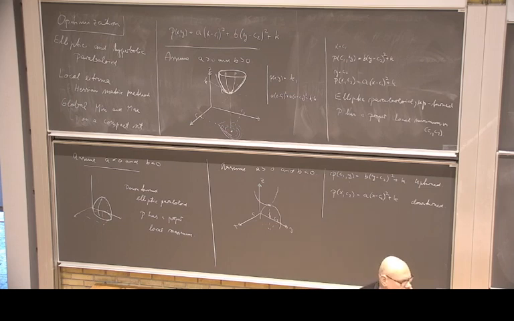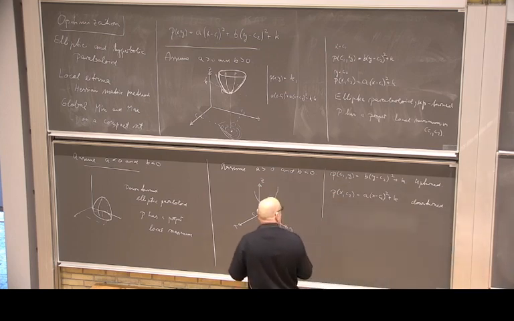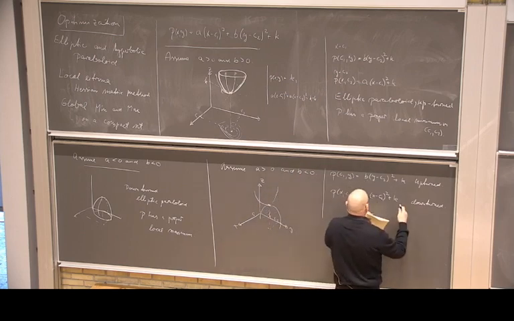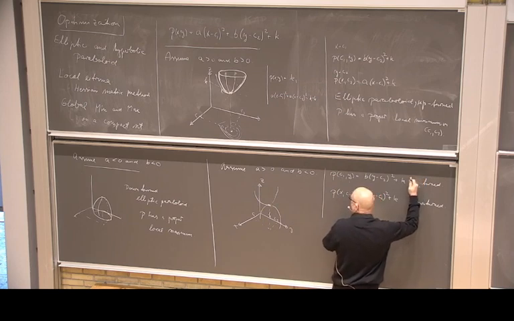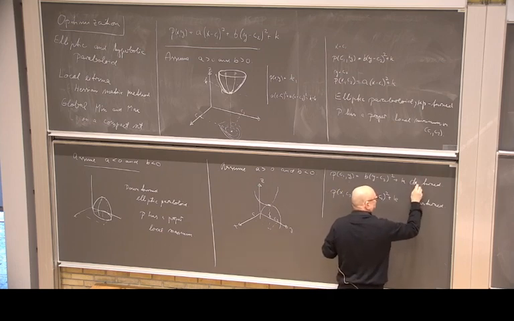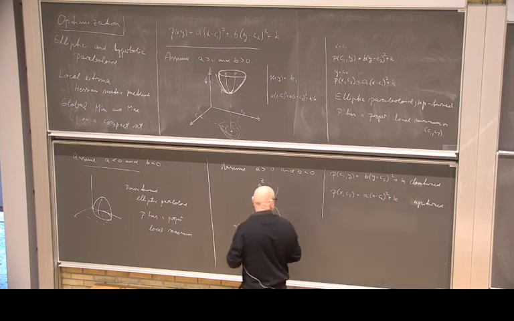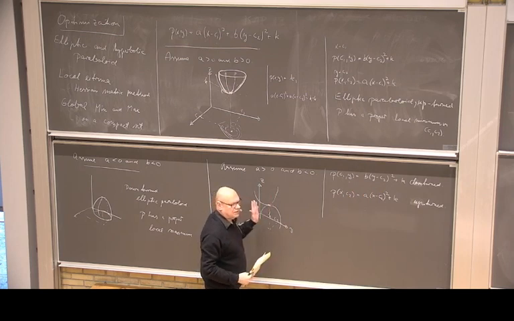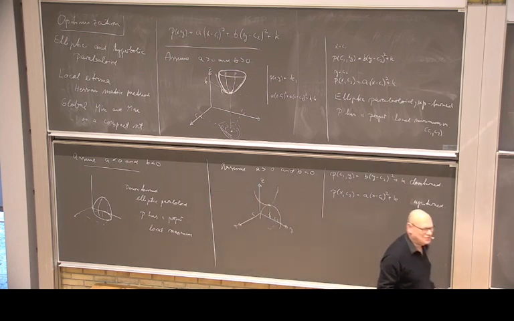Sorry, I don't get why the positive is downturned. Sorry? I don't get why the positive is downturned. B is negative. Ah. Yeah, you're right. So my drawing is correct, but these were wrong. Sorry.